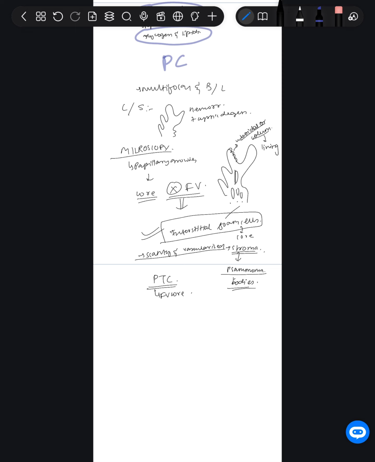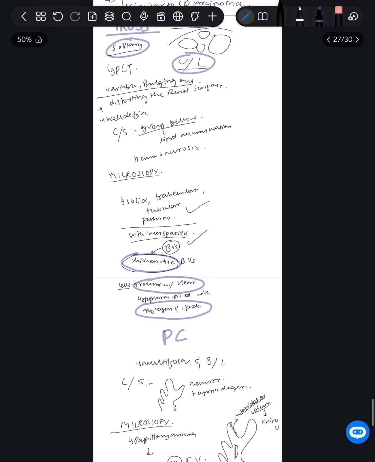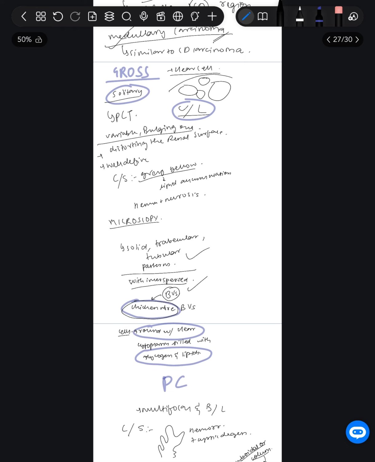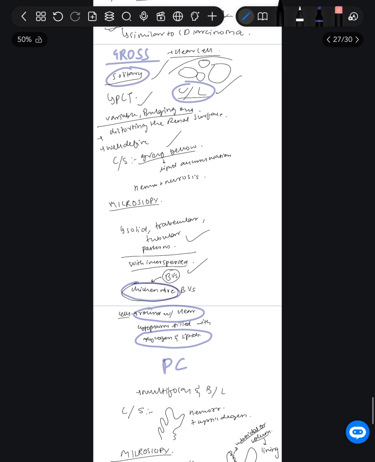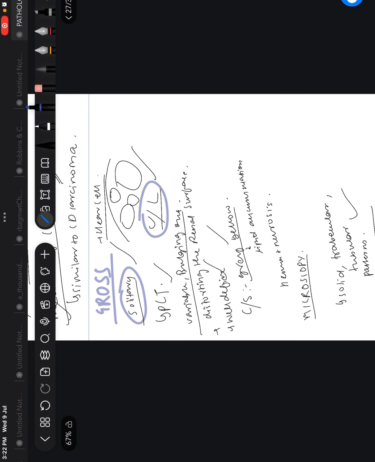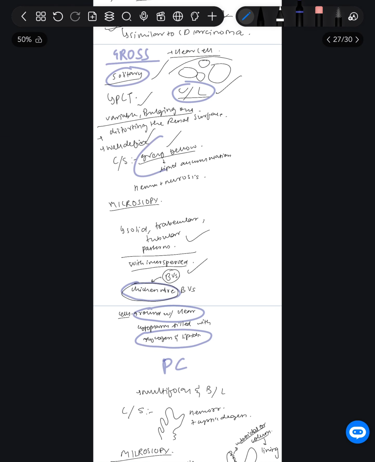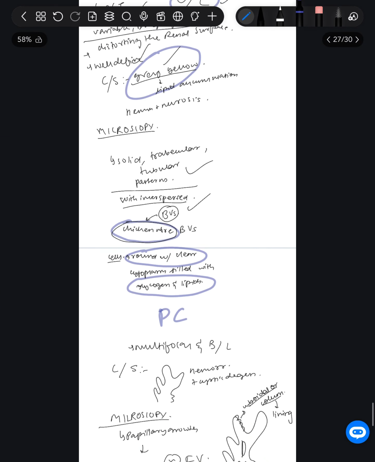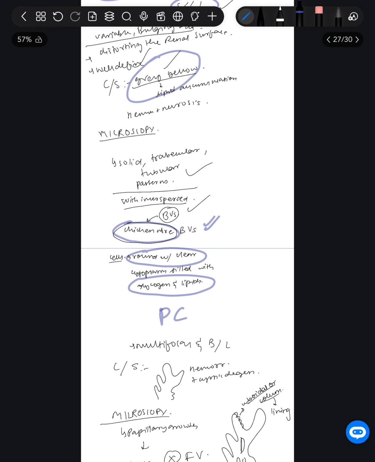See, for gross, you just remember it's the opposite of clear cell. You have to remember: solitary, unilateral, variable, bulging out near the poles. Cut surface gray yellow, well defined structures. You have to remember these. Next, moving on, in microscopy, clear cells with a chicken wire pattern.